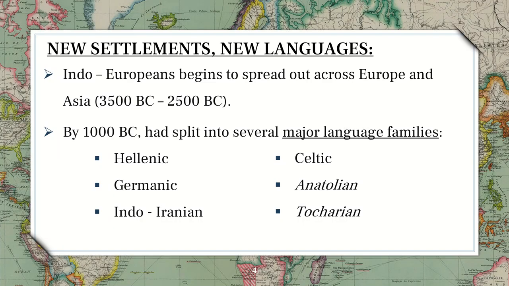The Indo-European people who occupied that Eastern European area began to spread out in search of fertile grazing land as well as hunting grounds around 3500 to 2500 BC. So they went into Asia and into Europe. And by 1000 BC, the Indo-European language had split into several major language families. This includes what we know today, the Hellenic, Germanic, Indo-Iranian, Celtic, Armenian, Balto-Slavic, and so on, as well as languages like Anatolian, Tocharian, and Illyrian, which are now extinct. There were probably other language families as well, but without records, we have no way of knowing.